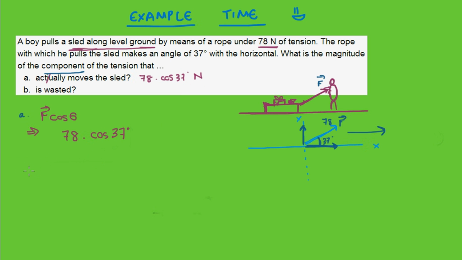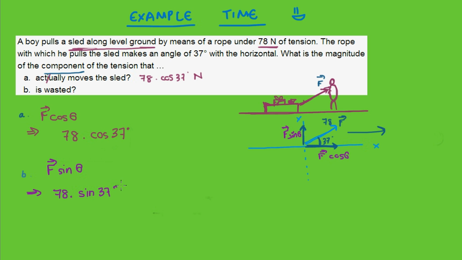And what is the force that is wasted? Now the force that is wasted will obviously be going upwards because that is the component which is wasted. Now the force which is wasted is the sine component. So this is F sine theta, and this was F cos theta. So that's F sine theta, and that will go along the y-axis. So this is the force that is wasted. So it will be 78 times sine 37.